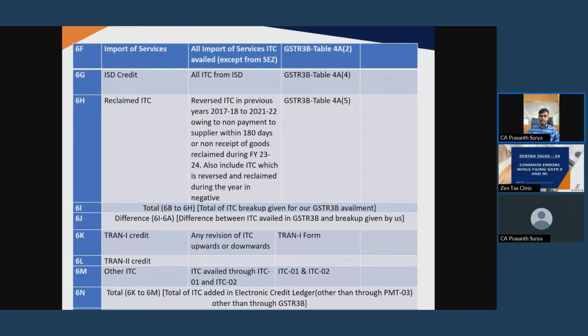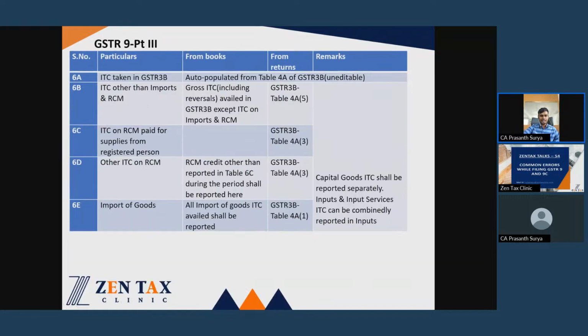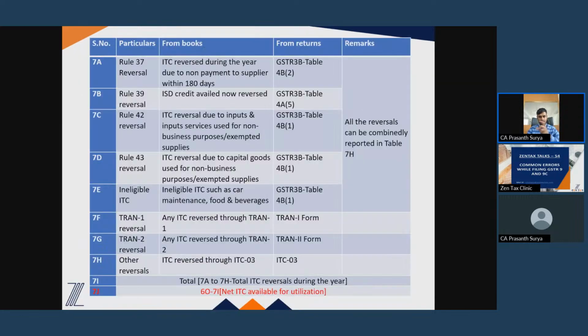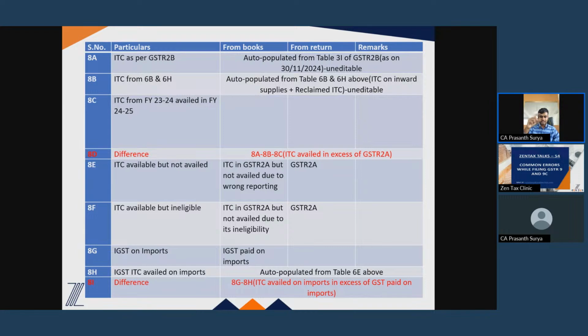To counter that, please give the reclaimed ITC of rupees 10 in negative in table 6H. So table 6A and table 6B to 6C will always match. Please note that table 6A and 6B to 6C will always match. In table 6H reclaimed ITC, you should put a negative figure. If you put a negative figure here, I will jump to some slides to explain the relevance of this.